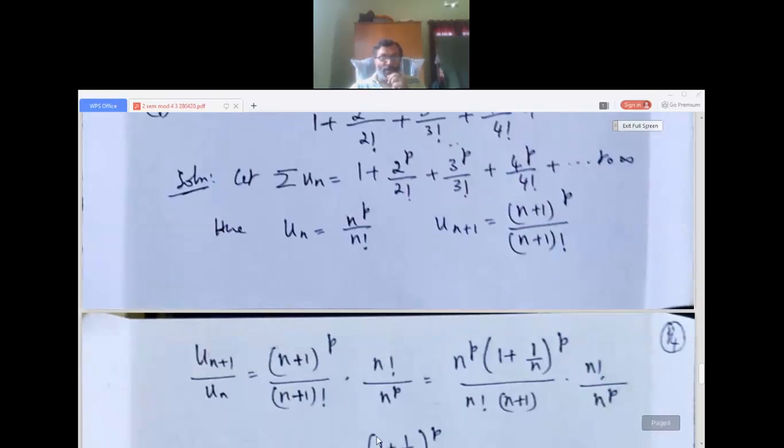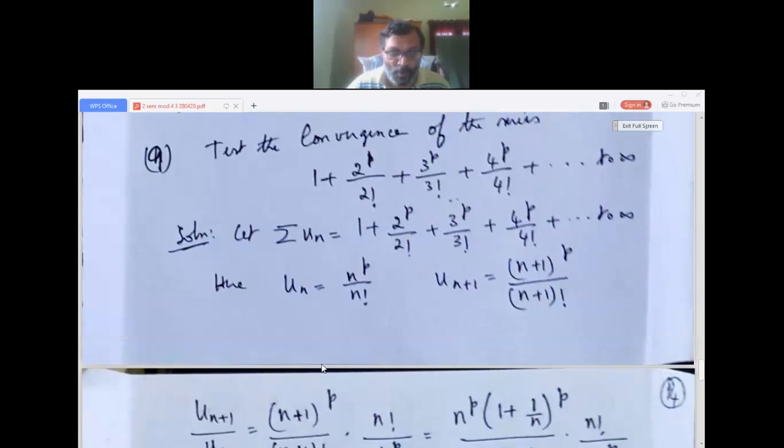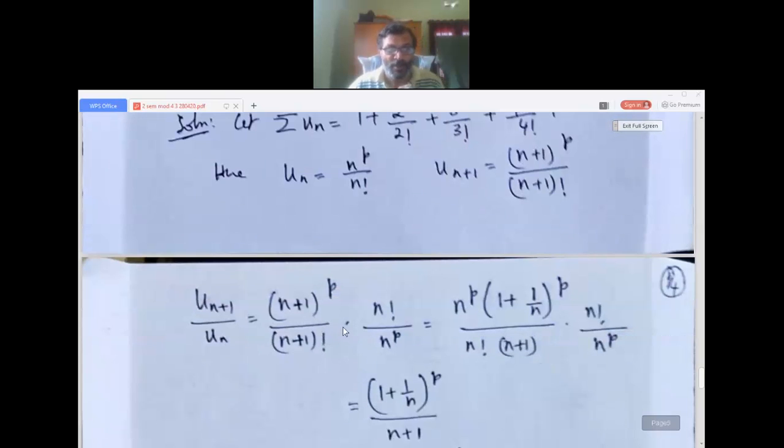So now un plus 1 divided by un. Un plus 1 I write as it is, n plus 1 whole power p divided by n plus 1 factorial, into un, which will be the reciprocal, n factorial divided by n power p. Now you should be able to solve problems yourself. I have been explaining, so solve the model question paper problems yourself.